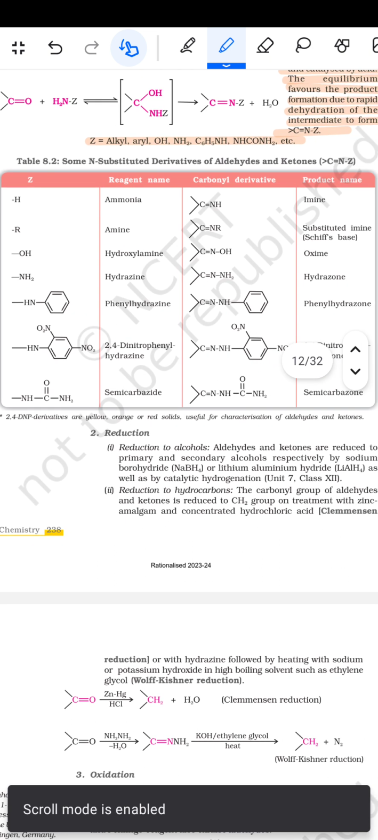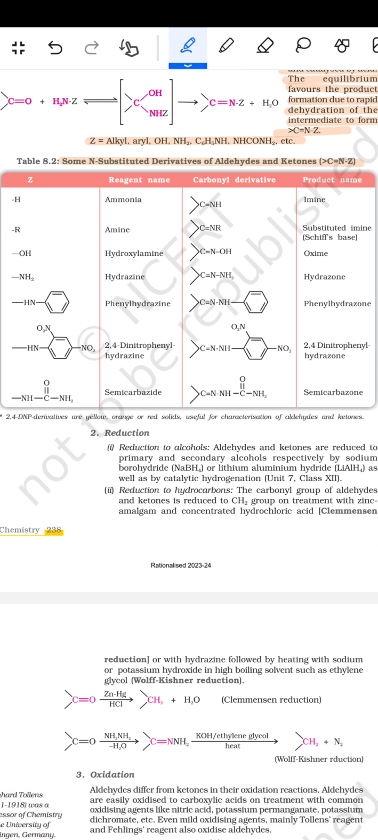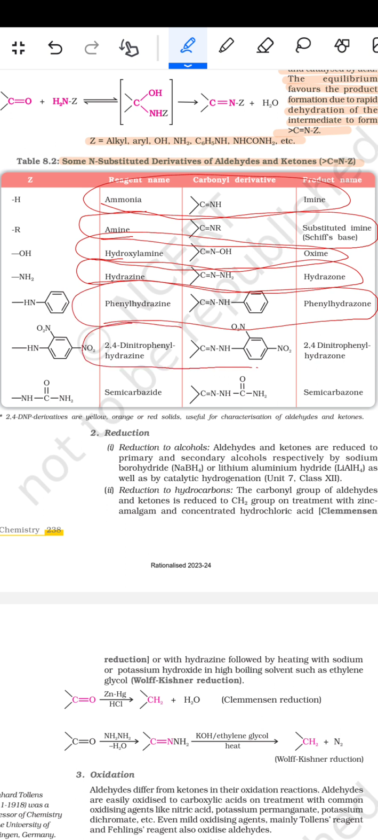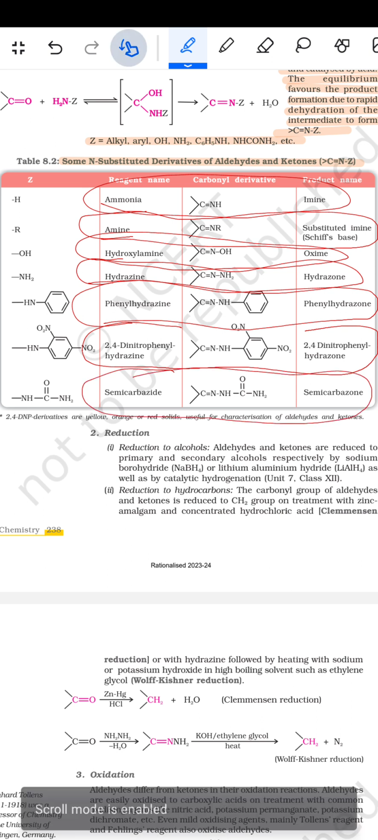फिर some N-substituted derivative of the aldehydes and the ketones C=NZ का दिया हुआ है. ये अमोनिया है तो इसका इमाइन हो जाएगा, और अमाइन है तो इसका सब्स्टिट्यूटेड इमाइन हो जाएगा जिसको शिफ बेस कहेंगे. फिर हाइड्रोक्सिल अमाइन है तो इसका ऑक्जाइम हो जाएगा. फिर हाइड्रोजीन है तो इसका हाइड्रोजोन हो जाएगा, और फिनाइल हाइड्रोजीन है तो इसका फिनाइल हाइड्रोजोन हो जाएगा, और 2,4 डाइनाइट्रोफिनाइल हाइड्रोजीन है तो 2,4 डाइनाइट्रोफिनाइल हाइड्रोजोन हो जाएगा, और सेमी कार्बाजाइड है तो सेमी कार्बाजोन हो जाएगा.